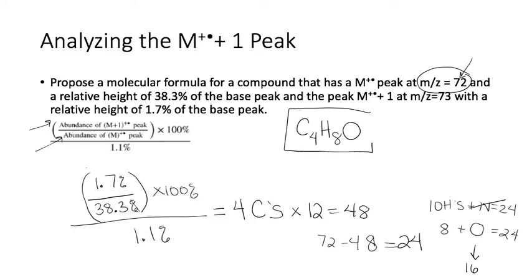So if I counted up the masses of each thing, 12 times 4 plus 8 plus 16 is going to give me the molar mass of 72. So this is a potential molecular formula for this compound based on the comparison of your molecular ion peak and your molecular ion plus 1 peak.